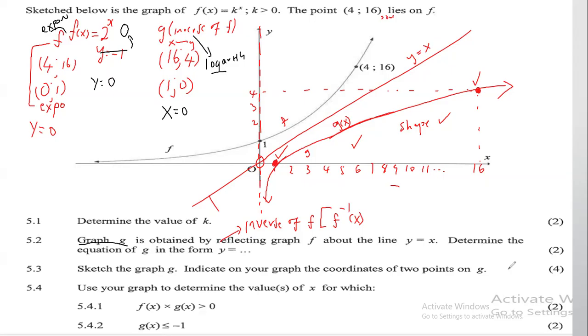So this 4 marks was easy. Sketching the graph of the inverse, it's very easy, guys. Just use the information from the original graph. Use the function f to sketch the inverse of f.